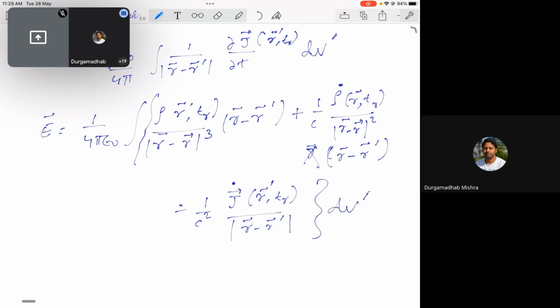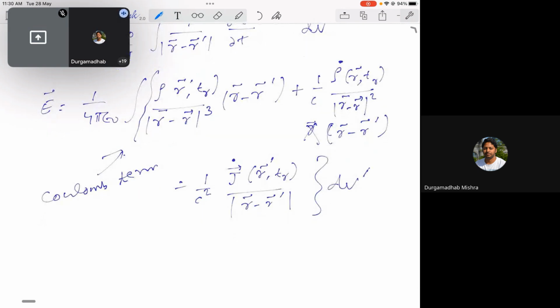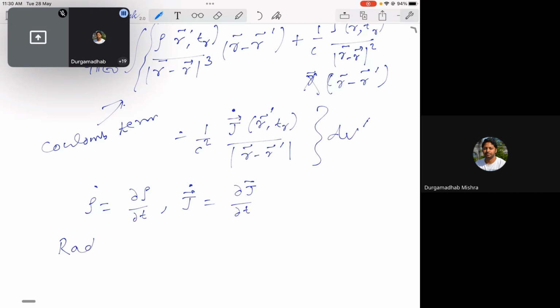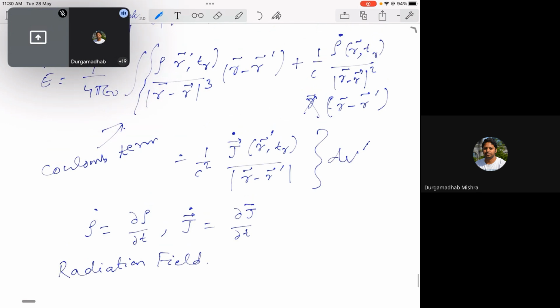So the first term is very similar to what you expect from Coulomb's law, the Coulomb term. The second and third terms, as indicated: rho dot is nothing but del rho by del t, and similarly j dot is del j by del t. Because of the time dependence you have some extra terms in the electric field, different from the Coulomb term, and these extra terms are known as the radiation field.